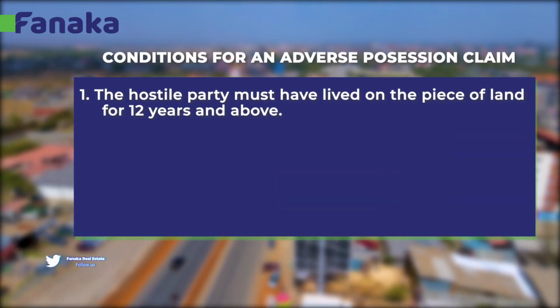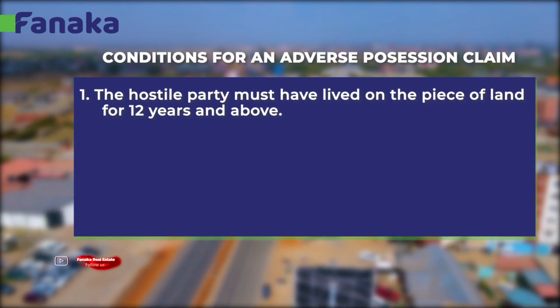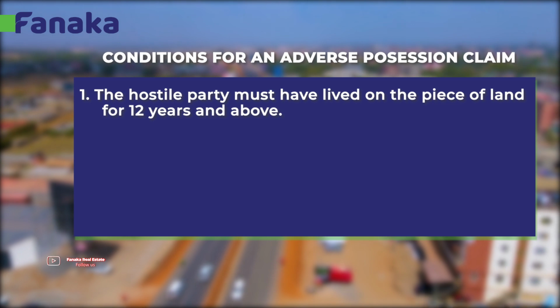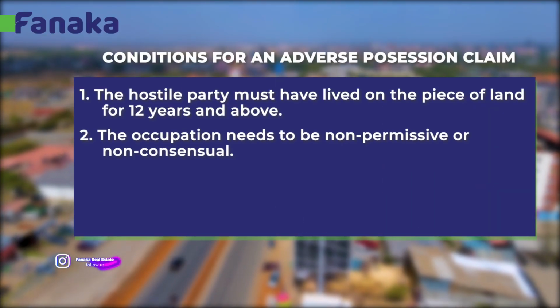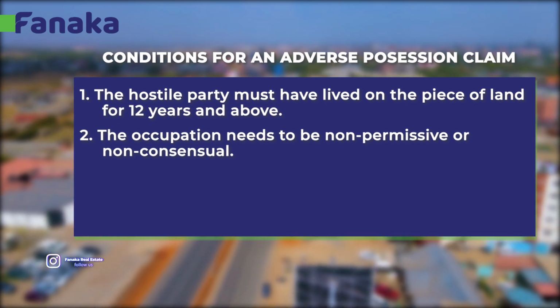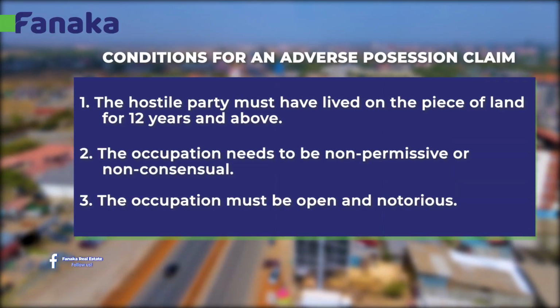So what are the conditions for an adverse possession? First, the hostile party, or the one that is occupying the land without the true ownership of that land, must have lived there for an uninterrupted 12 years. Secondly, the occupation needs to be non-permissive or non-consensual, which implies he has occupied the land without the permission of the owner. The occupation must be open and notorious.